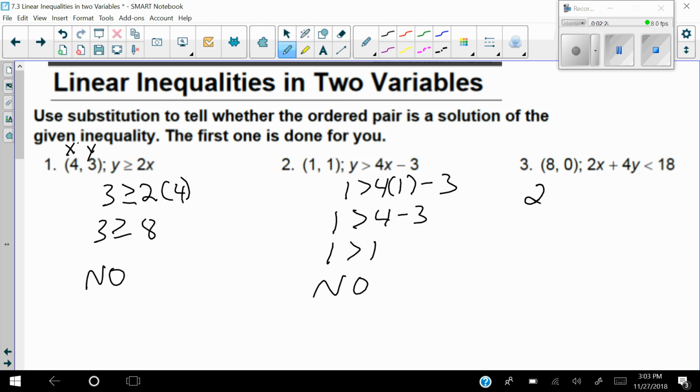I'm going to have 2 times X. In this case, is 8. And we're going to add 4 times Y, which is 0. And is it less than 18?